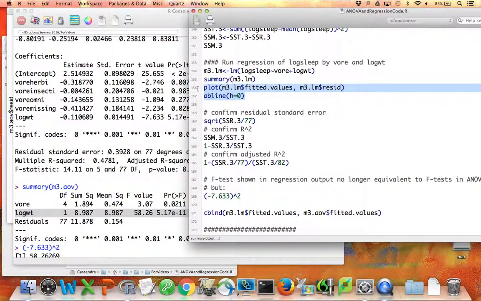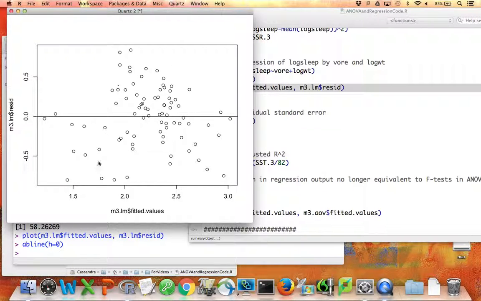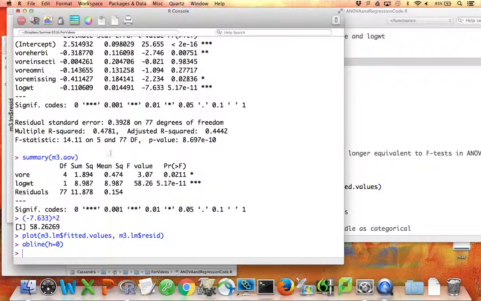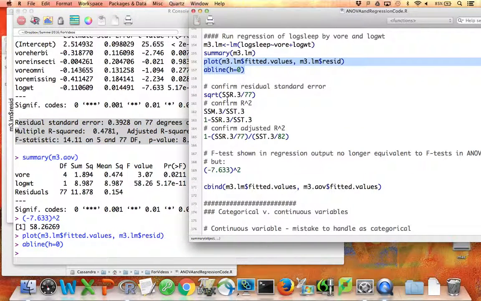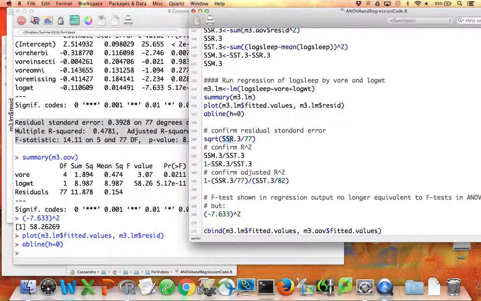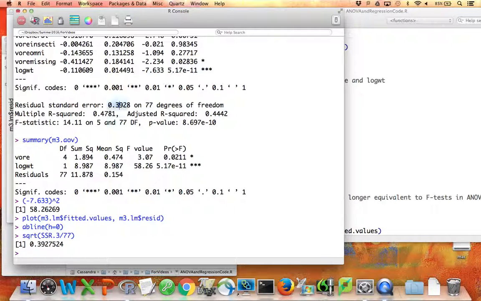If we were to create the residual versus fitted value plot using the regression, we get exactly the same plot that we had using the ANOVA, because it's exactly the same model. We continue to see this model doesn't actually fit very well. Just as before, we can try to confirm the residual standard error. We can try to confirm the values that are shown in the bottom of the regression output. Remember, we calculated a moment ago this SSR3 based on the residuals from the ANOVA, but since those are identical to the residuals that we get from the LM output, we can use them here. If I take the sum of squared residuals and divide by the degrees of freedom associated with it, so it's 77, and take the square root, that's 0.3928. That's exactly the residual standard error, because that is by definition the residual standard error.